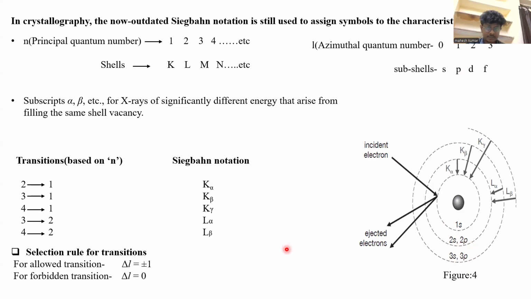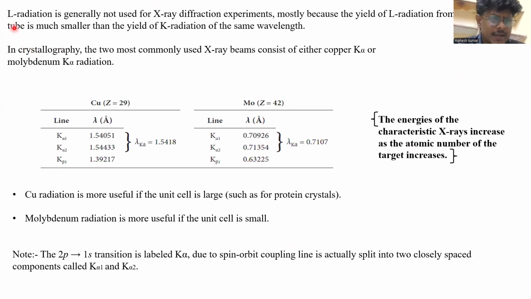That is the reason we have a discrete spectrum and sharp lines: in characteristic X-rays we have selection rules. L radiation is generally not used for X-ray diffraction experiments, mostly because the yield of L radiation from a hot cathode tube is much smaller than the yield of K radiation of the same wavelength.